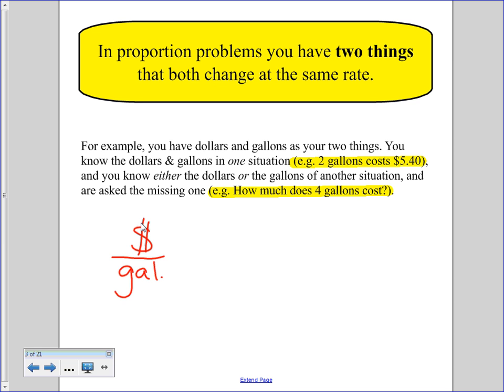If you know the dollars and gallons in one situation, for example, 2 gallons cost $5.40, and you know either the dollars or the gallons of another situation, you're asked to find the missing one. So how much does 4 gallons cost? So we put 4 on the bottom, and then we could solve for our missing dollar value. That's what we are going to be doing today.